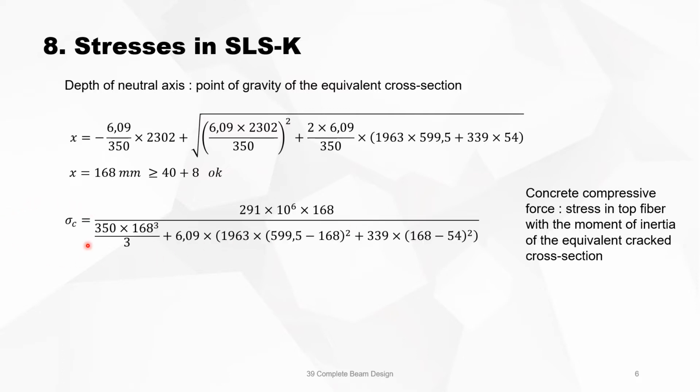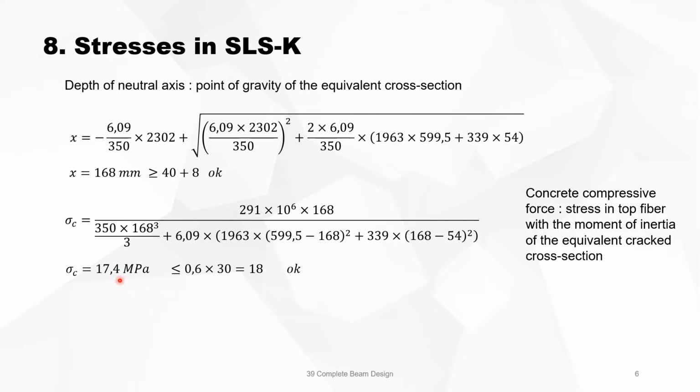Then to calculate the compressive stress in the concrete in the top fiber, we can easily calculate that by using the equivalent cracked cross-section. And we arrive at 17.4 megapascal. We must comply with 0.6 FCK, which is 18. So you see that this is very close.